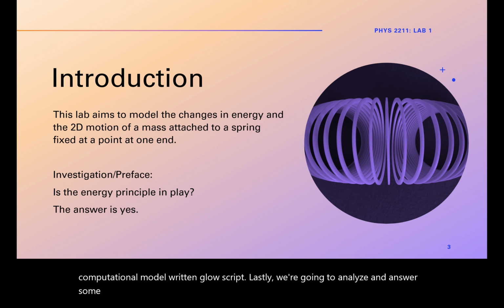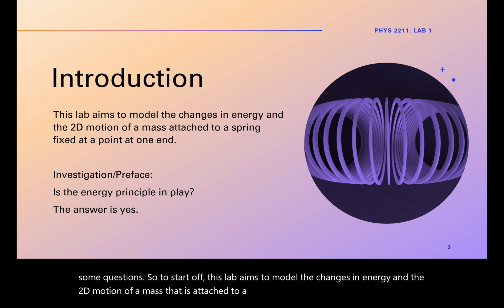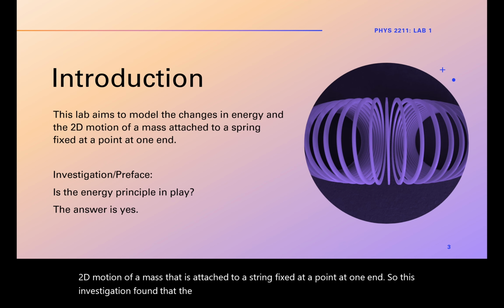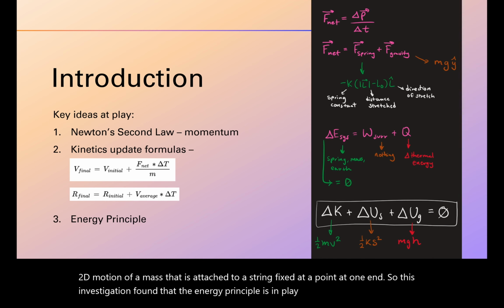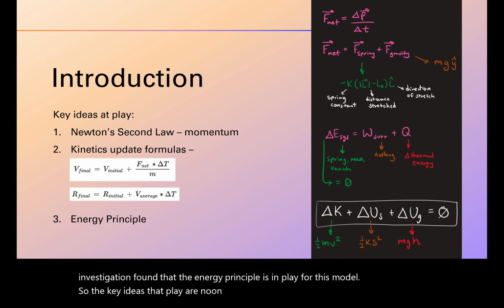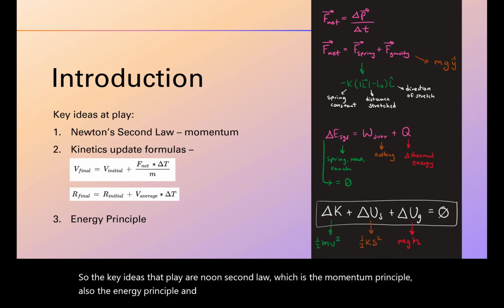To start off, this lab aims to model the changes in energy and the 2D motion of a mass that is attached to a spring fixed at a point at one end. So this investigation found that the energy principle is in play for this model. The key ideas at play are Newton's second law, which is the momentum principle, also the energy principle and the kinematic update formulas. Right here, these are the formulas all written out.